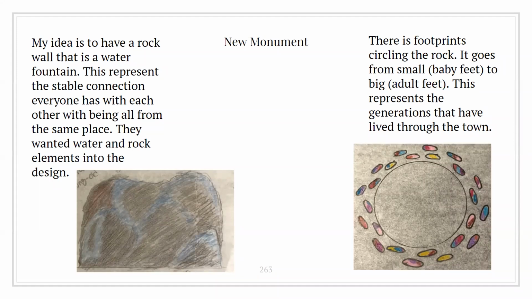Around it would be footprints starting from right here and right here. It'd be baby feet, and then it grows into adult feet that face the rock wall, because there are generations that live there. They've been living there since the beginning, so it's just to show that people have been there for a while.